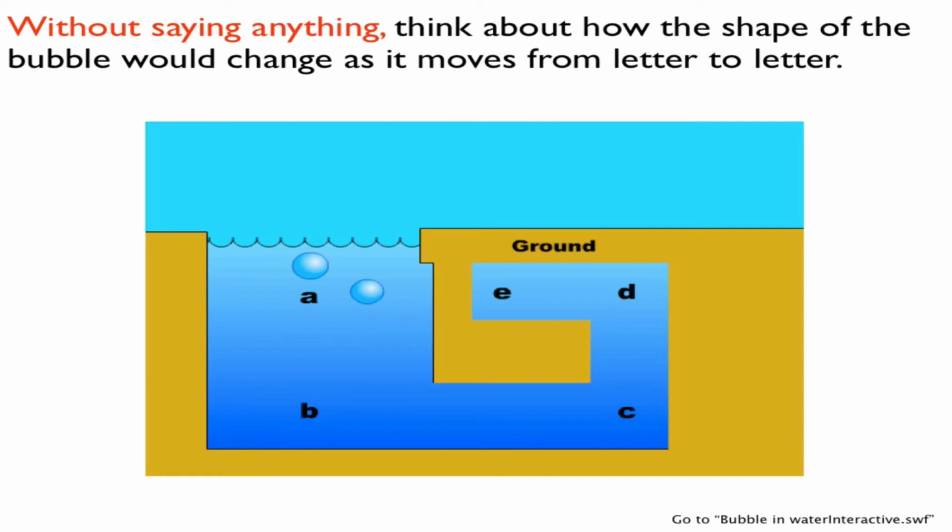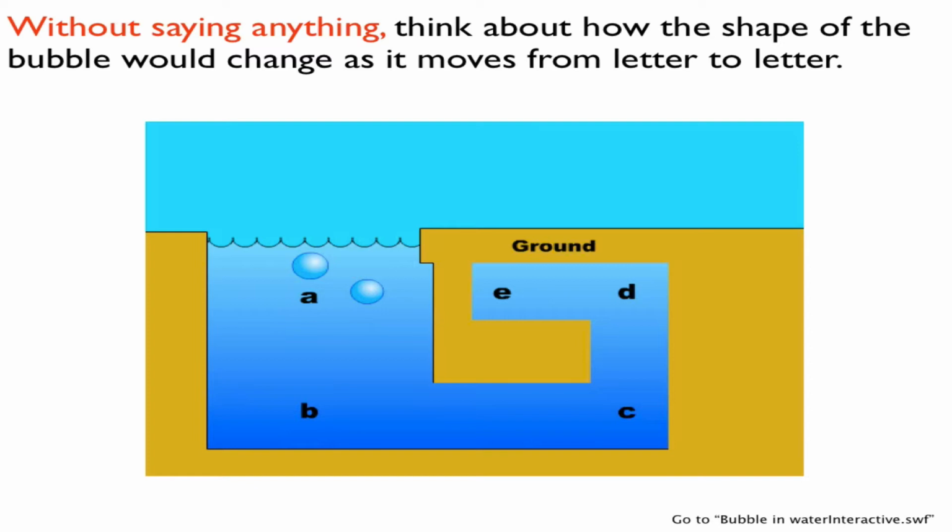So without saying anything, think about how the shape of the bubble would change as it moves from letter to letter. In other words, the bubble at A, if I move it down to B, does it get bigger, smaller, or the same size? What's going to happen when it goes from B? Will it be the same size as B, larger than B, smaller than B? Now as I move the bubble back up to D, will it get bigger than C? And how will that compare to A? Would it be the same size as A, larger than A, smaller than A?